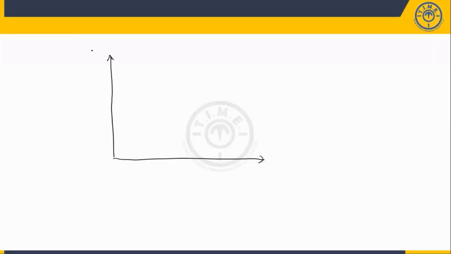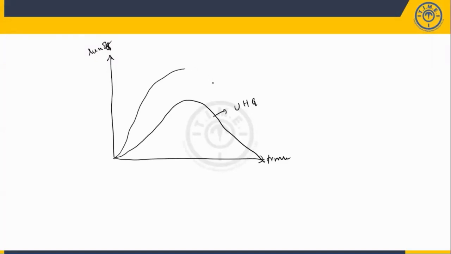This is runoff, this is time. This is your unit hydrograph ordinates. This will be your DRH ordinates. Always, direct runoff ordinates is nothing but unit hydrograph ordinates times runoff.